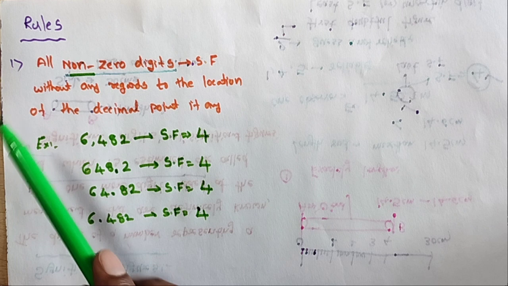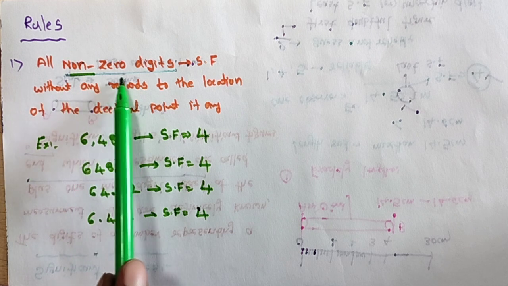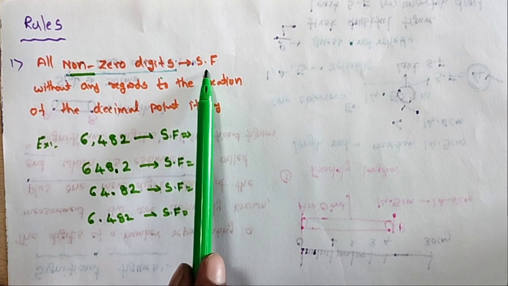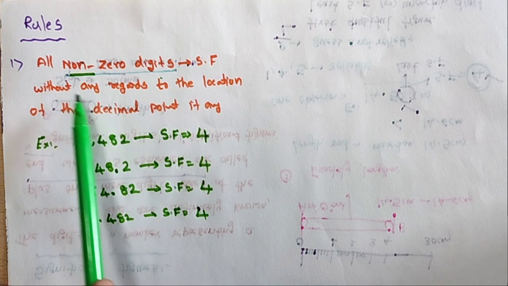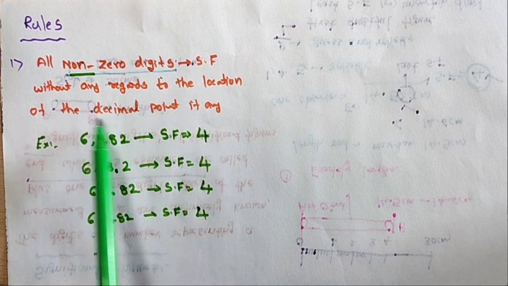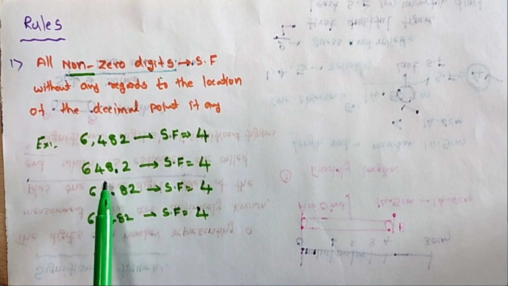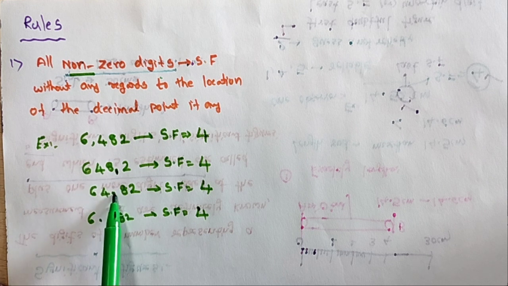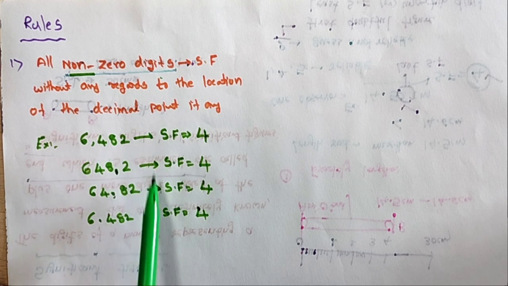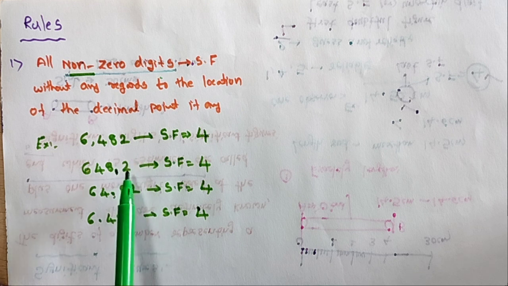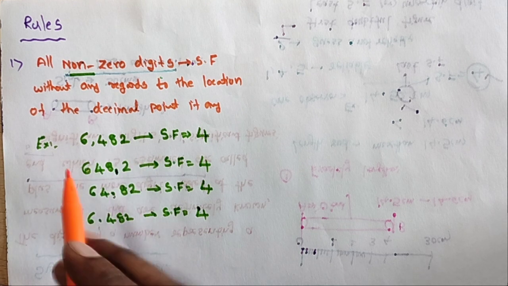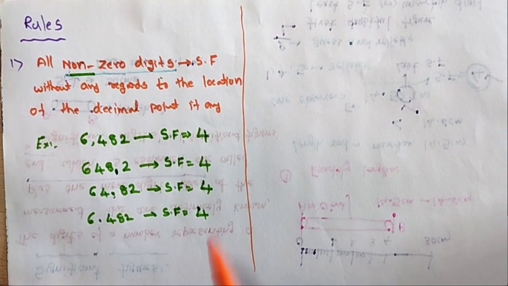So what is the first rule? All non-zero digits have significant figures without any regard to the location of the decimal point. Here, this is a decimal point, and this is a decimal point. Any decimal point is not considered. They are all significant figures. This is the first rule.